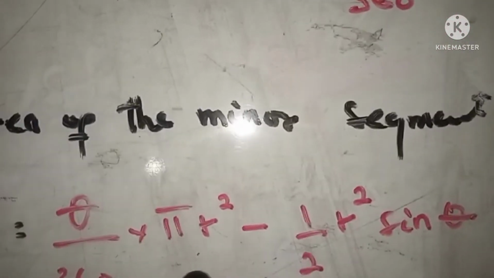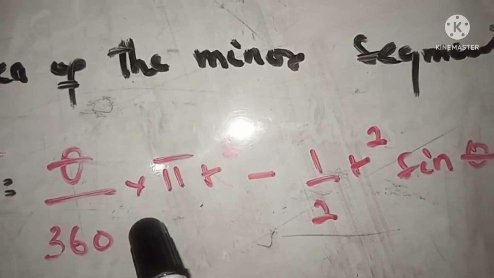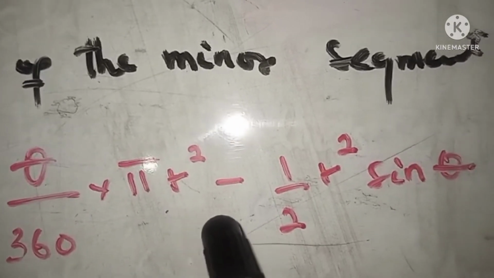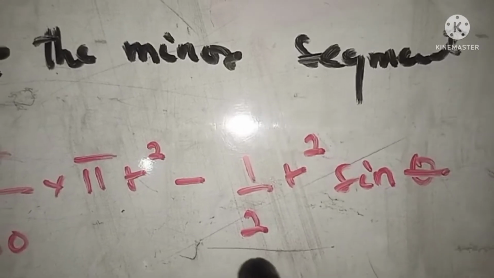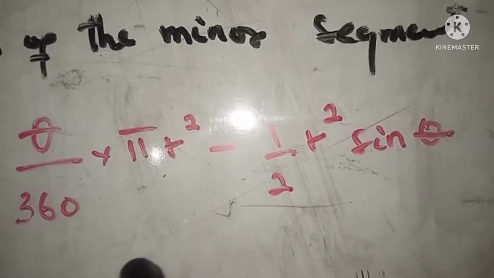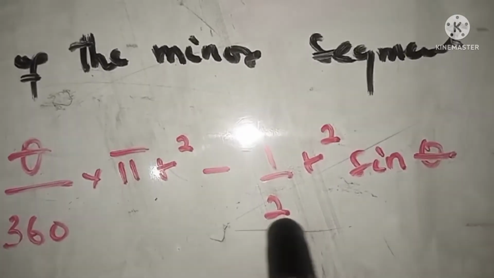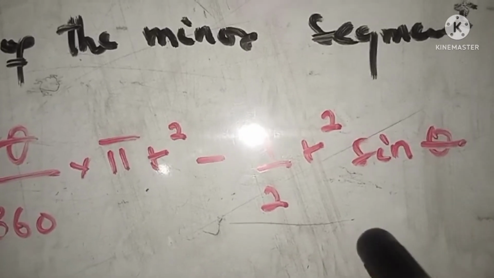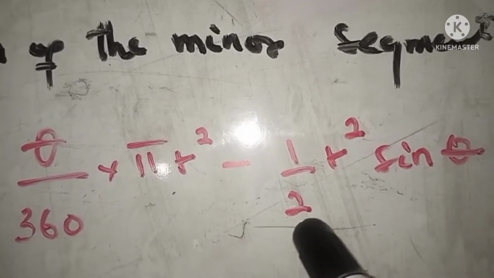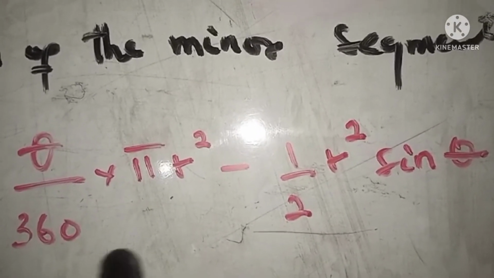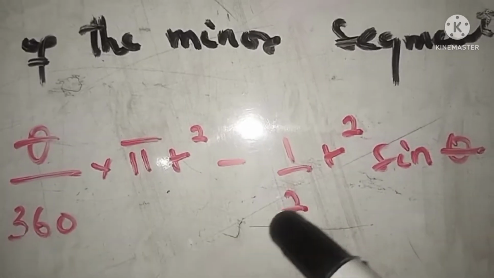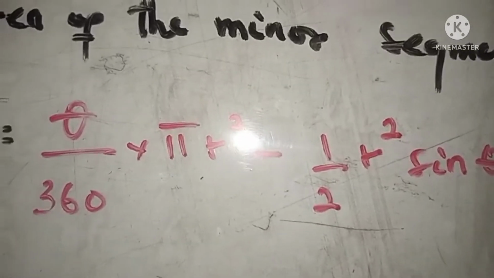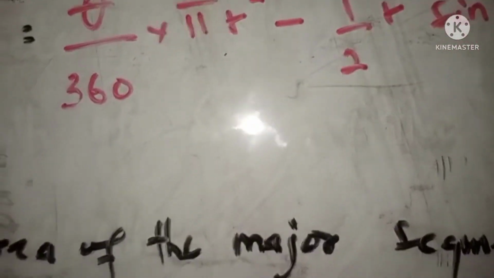So the first one here is theta over 360 multiplied by pi r squared, minus 1 over 2 r squared sine theta, right? Don't let this deceive you. You can become familiar with this if you practice by solving two or three questions. There's no shortcut to this. You just need to practice more, solve some two or three problems, and then you become familiar with what to use. But here's the fourth one.